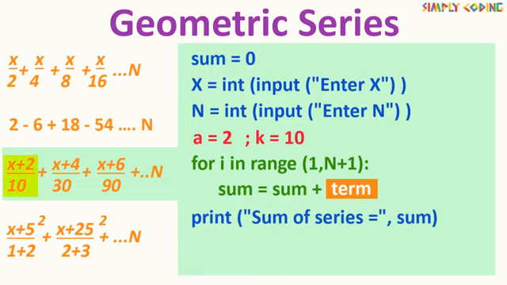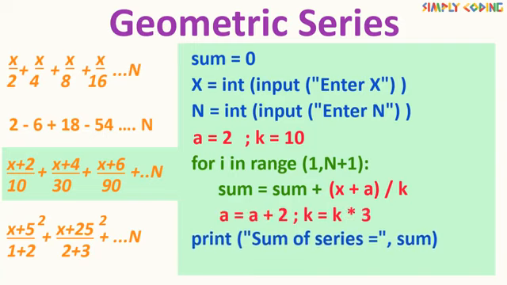Inside the loop we will form the term exactly as it is given in the question, which is (x plus a) divided by k. Many of my students in a hurry to solve this forget to put the brackets. If you forget it, you will get a completely different answer. So always remember to use brackets when there is a division. Then we will put the statement a is equal to a plus 2 for the arithmetic series and k is equal to k multiplied by 3 for the geometric series to get their next term. This is our program to solve this pattern.